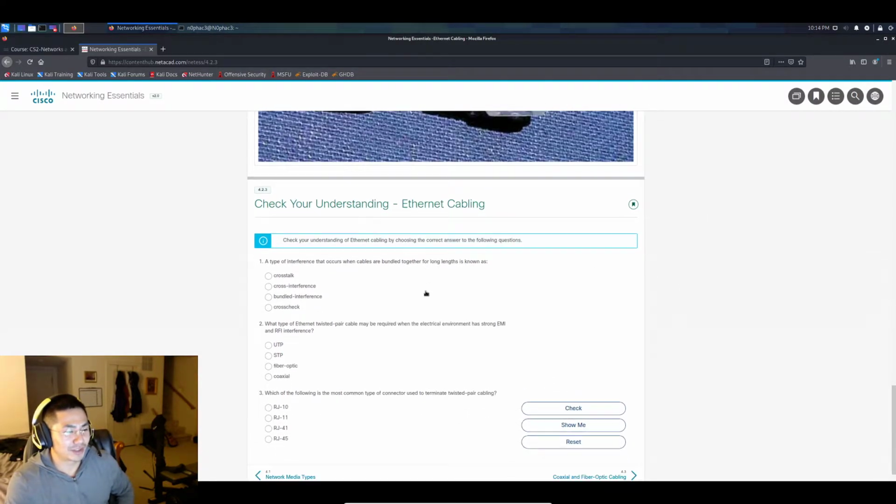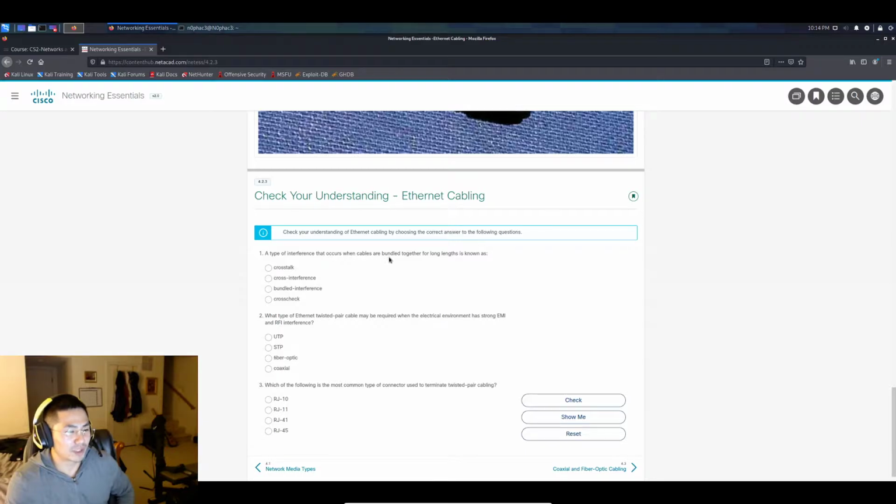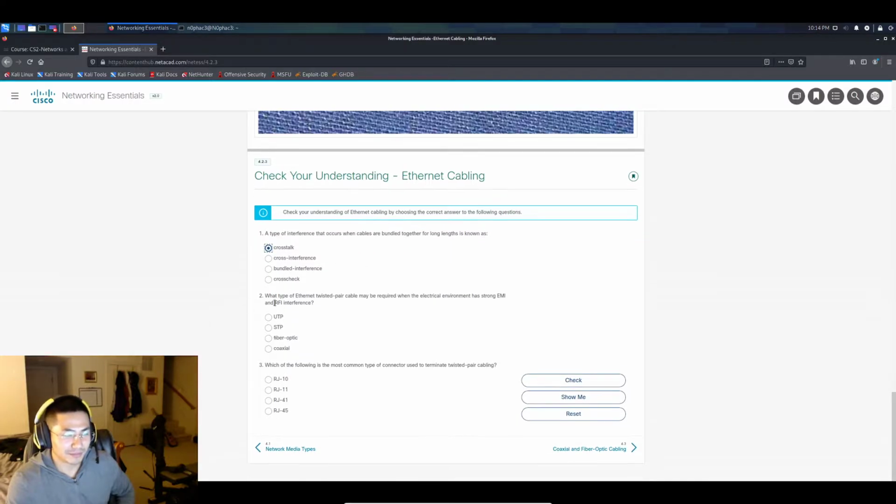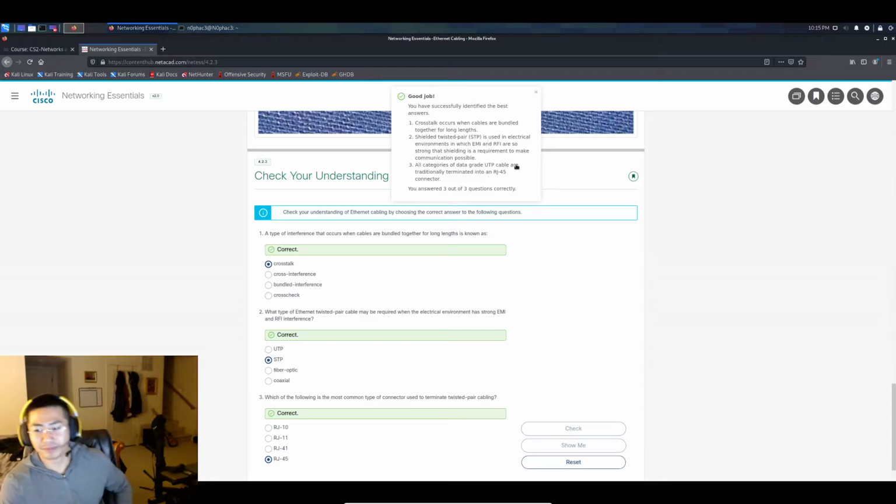So let's check our understanding. A type of interference that occurs when cables are bundled together for a long length is known as, I believe, crosstalk. If we get it wrong, we get it wrong. What type of Ethernet twisted pair cable may be required when the electrical environment has strong EMI and RFI? This is going to be our shielded twisted pair. Again, fiber optic and coaxials are not even Ethernet cables. And which of the following is the most common type of connector? I believe it was RJ45. Let's check. And there you go. 3 for 3.